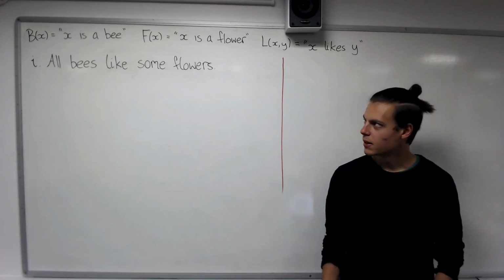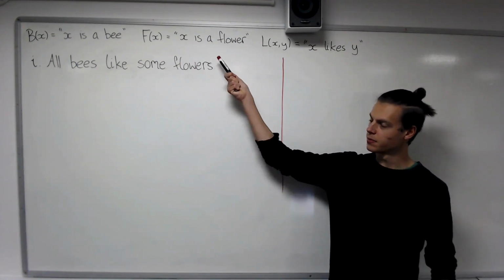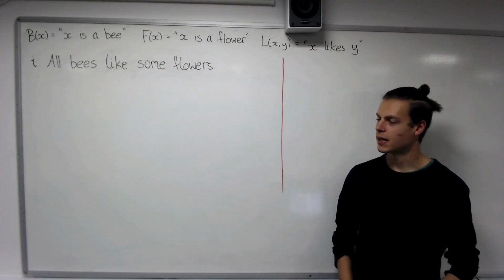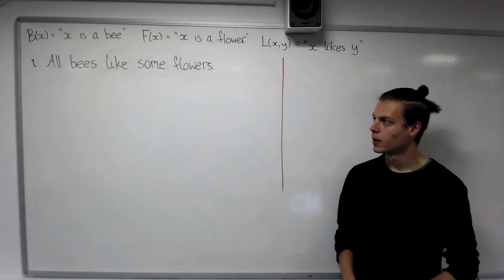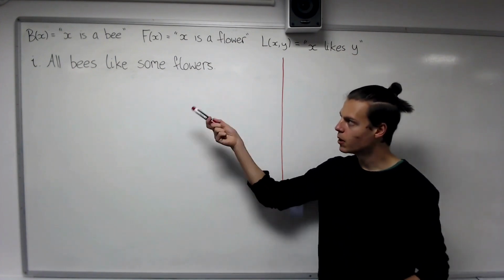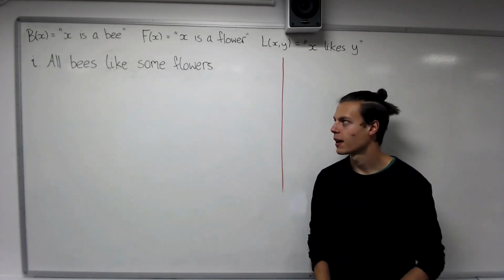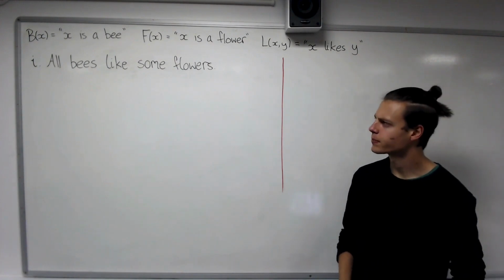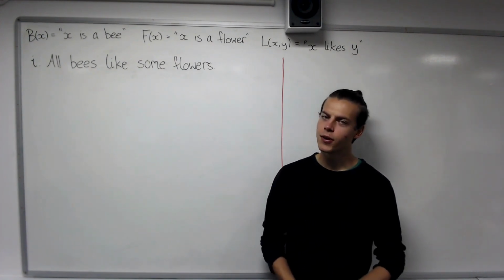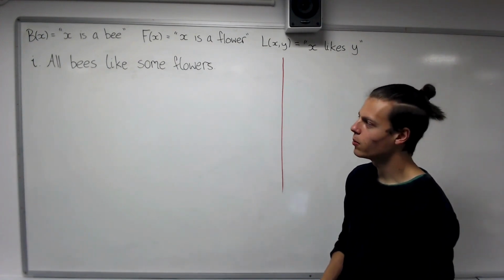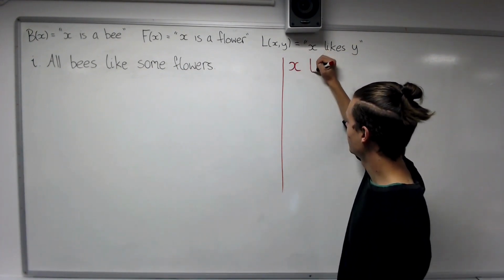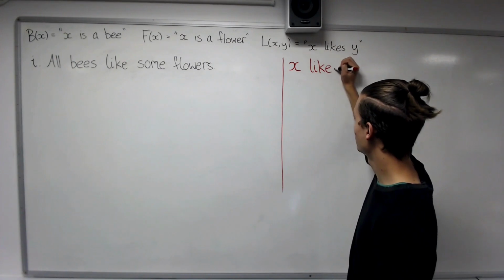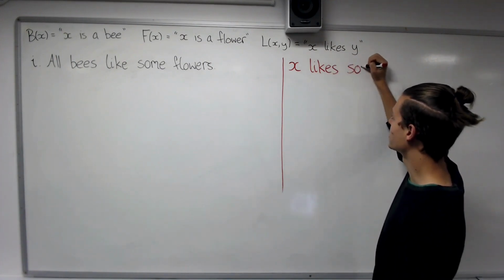In this exercise, we have defined three predicates and we want to translate some English statements into predicate logic. So let's take a look at the first statement. All bees like some flowers. So first of all, let's think about what it means to say x likes some flowers.